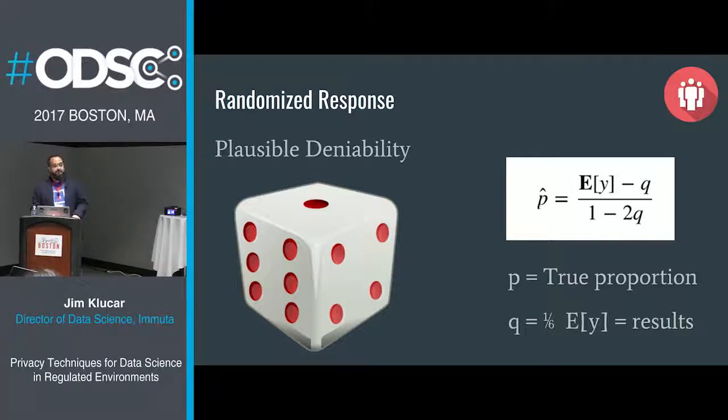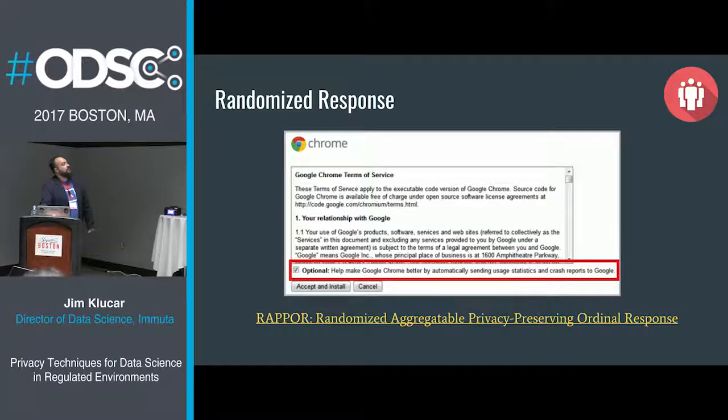But yeah, so you can use math, and you're adding noise before you collect the data. So you don't really know for sure what everyone's answer is, and that's kind of protecting their privacy as you're collecting the data. And companies are using this technique. So Google Chrome and Apple announced they're doing something similar.